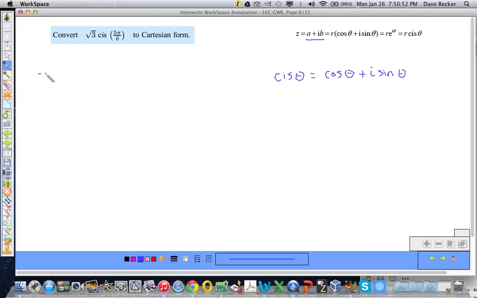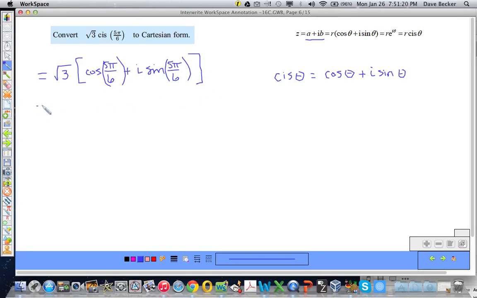So this equals root 3 times cosine of 5 pi over 6, plus i sine of 5 pi over 6. You better know what cosine of 5 pi over 6 is. And if you know cosine, you know sine. And if you don't, just know.